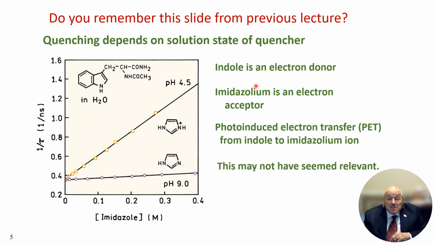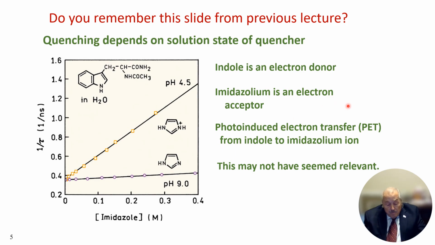Some of you might remember this slide from a previous lecture, and at that time you probably wondered why I was showing it to you. Guess we've just changed topics. It was indole or tryptophan being quenched by either protonated imidazole, which is imidazole-H, or by the neutral version, which is just imidazole. And what was found was only the protonated form was the quencher, and that's because it was an electron acceptor. Indole likes to donate electrons in the excited state, so it's a photo-induced electron transfer.